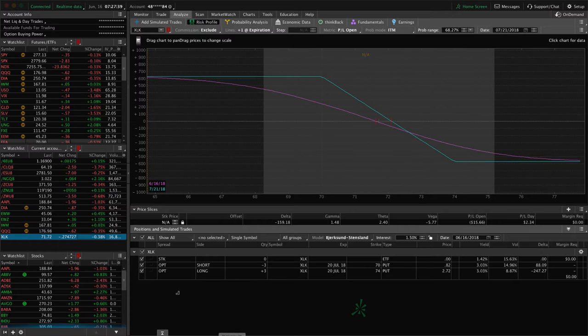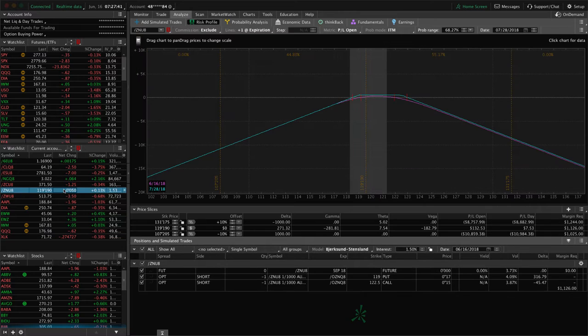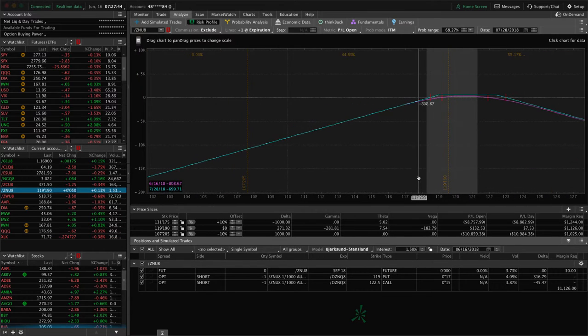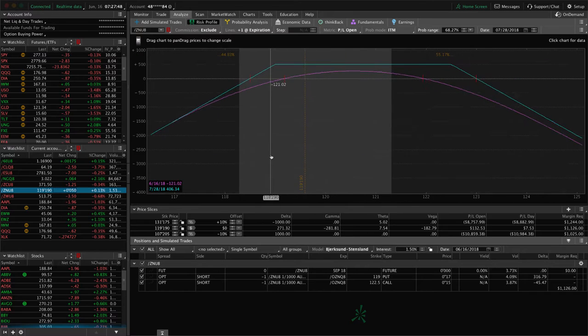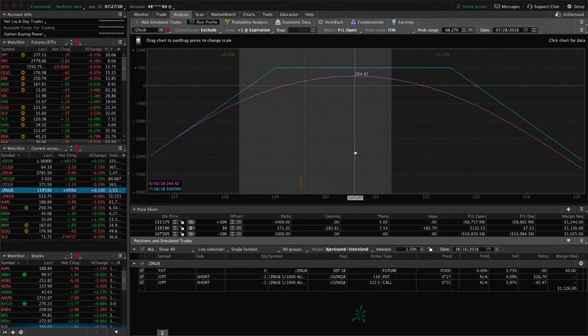We still have the other strangle, which in ZN looks like this. It's a full strangle, and no adjustments to this one have been made yet. You can see if we get a little bit of an up move in bonds and notes, then we'll be able to book a profit here.